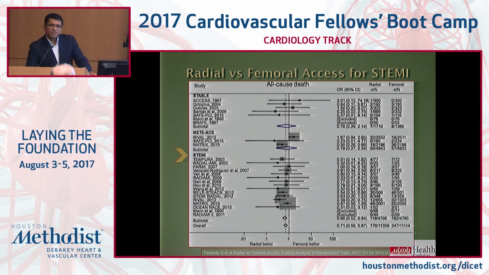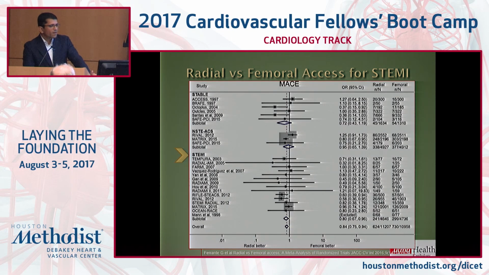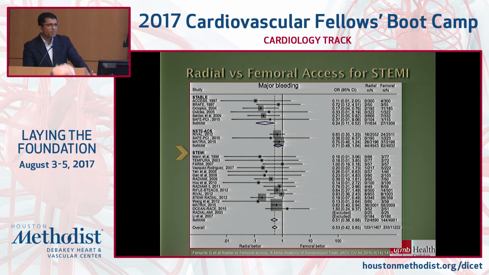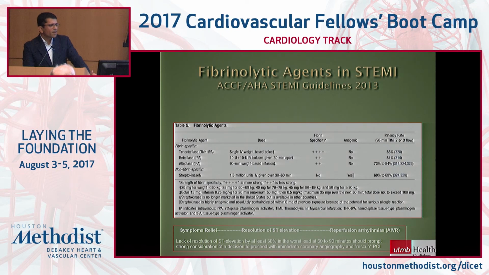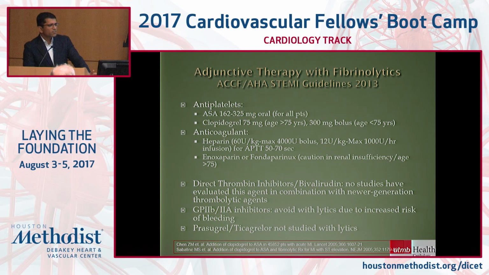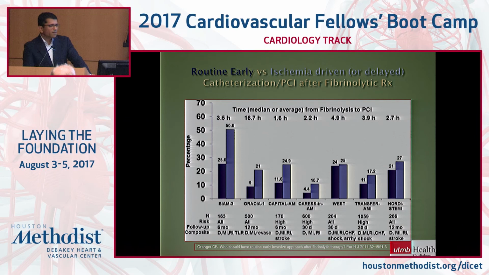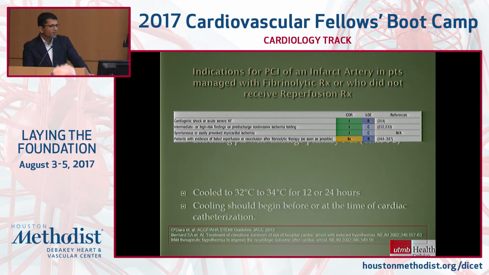Radial versus femoral access for STEMI: there's a clear benefit in this meta-analysis in terms of mortality, MACE, and major bleeding for patients with STEMI who have radial access. And your choices among fibrinolytic therapies are 3. With fibrinolysis, you want to use antiplatelets, aspirin, Plavix, and heparin. And then after fibrinolysis, you should transfer this patient to a nearby hospital for early angiography.